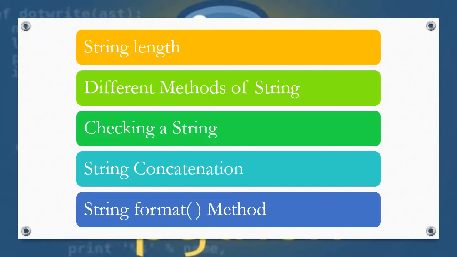In this video we will learn about the length, how to count the length of the string. Then different methods of string which we will mostly use in our programs. Then checking a string status, checking whether string concatenation is possible with an integer or not, and how we can concat string to string. And at the last, we will learn about the string format method.